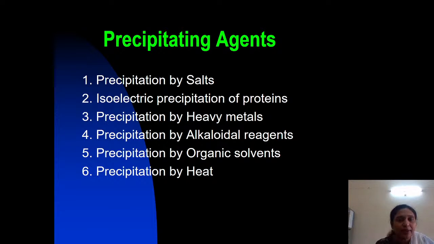Now what might be the action of these precipitating agents? They should have one of these properties: either decrease the shell of hydration, or neutralize the charge on the surface, or cause denaturation. These are the main precipitating agents which result in the formation of the precipitation. Now let us discuss each one in detail.